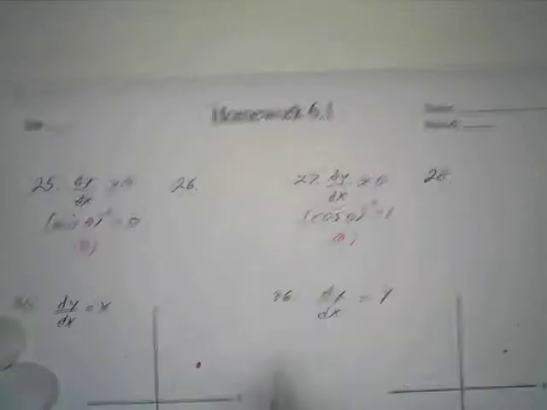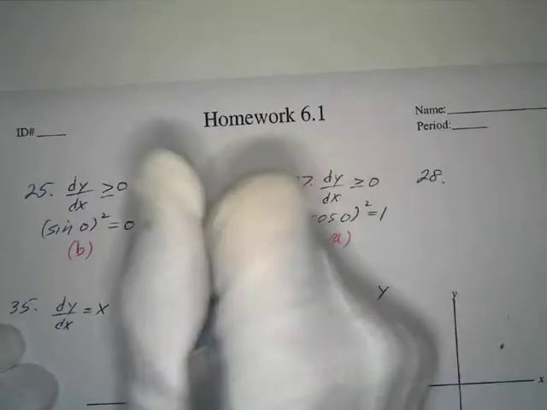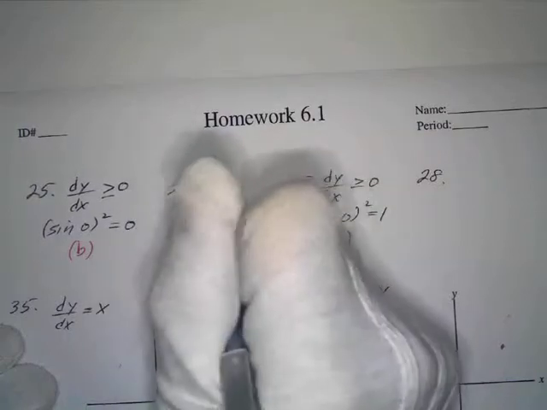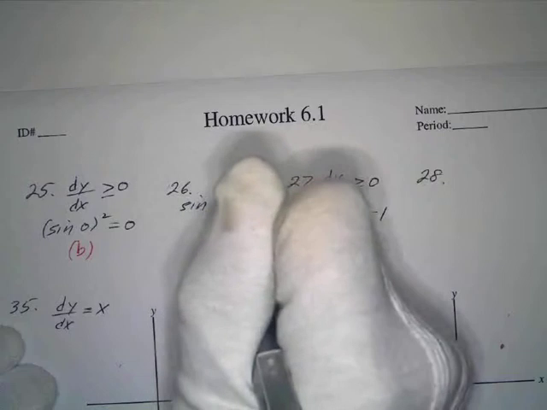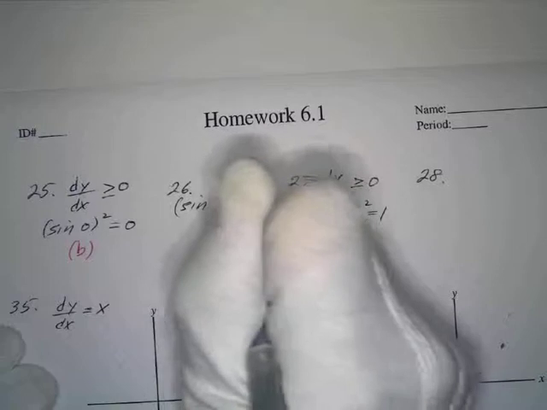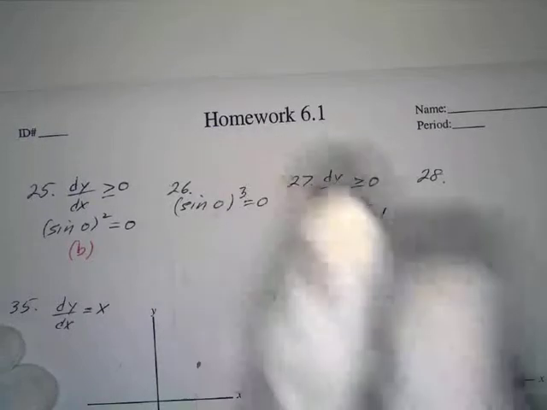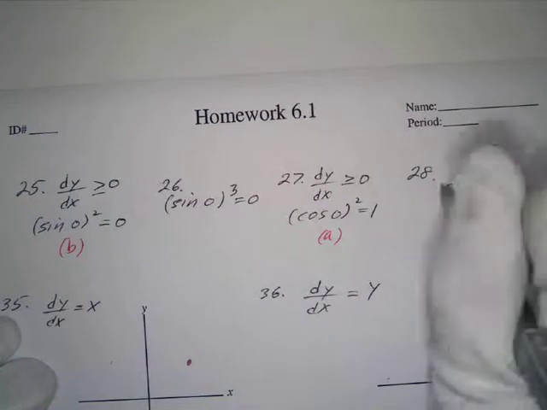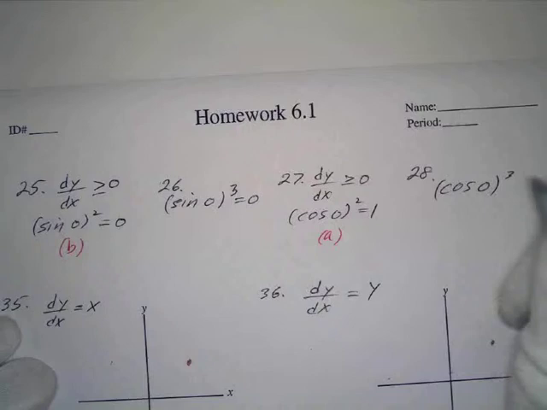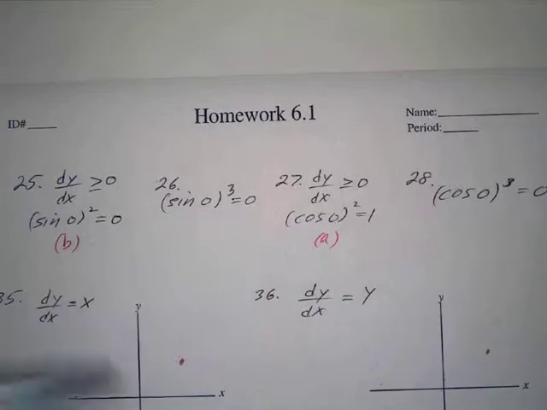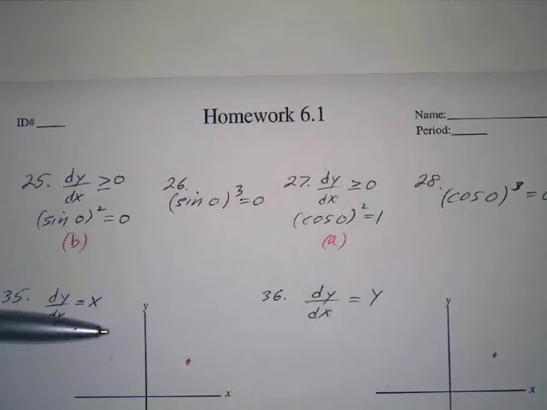So for 26, I can say sine of 0 cubed equals 0. And here I could say the cosine of 0 cubed equals 1. Excuse me, it should be 1, not 0.